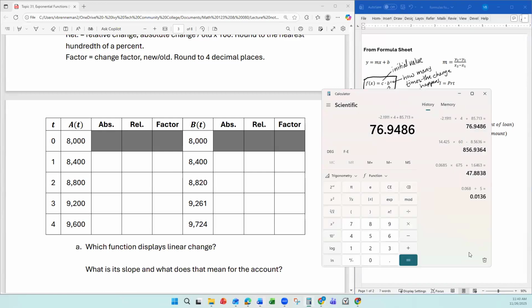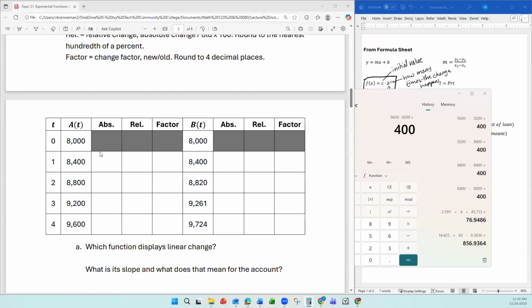So absolute change, subtract. So 8,400 minus 8,000, 8,800 minus 8,400, 9,200 minus 8,800, 9,600 minus 9,200. So you can see we're counting by 400 in the money here. As we're counting 1 year at a time, each year it's adding $400 onto that account value.